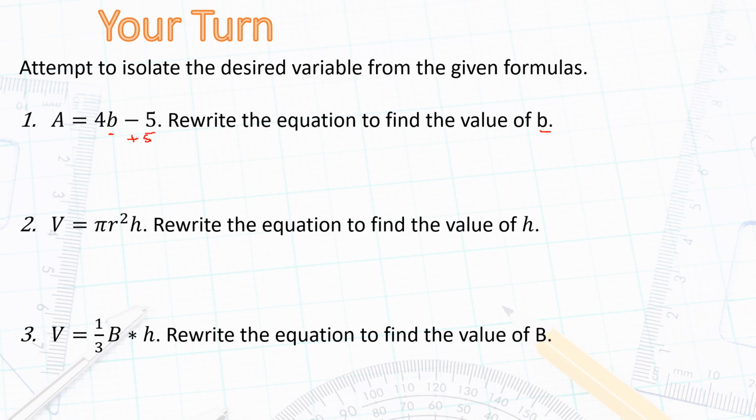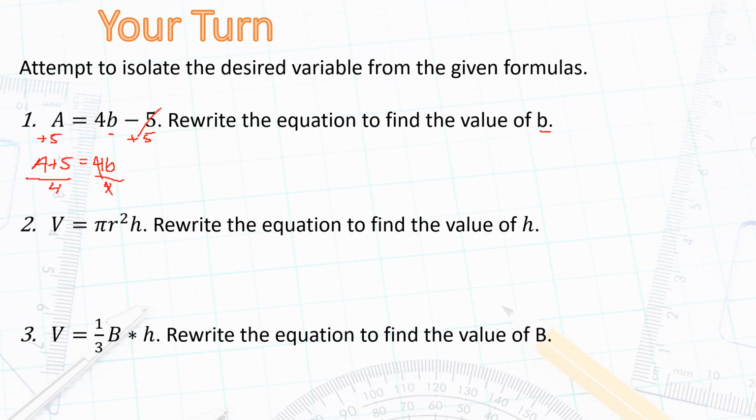We're going to add 5 to both sides of the equation. A and 5 are not like terms, so you can't combine them in any way, so we're going to write that as a plus 5 is equal to 4b. Getting b on its own, 4 is multiplied by b, so the opposite of that would be to divide.